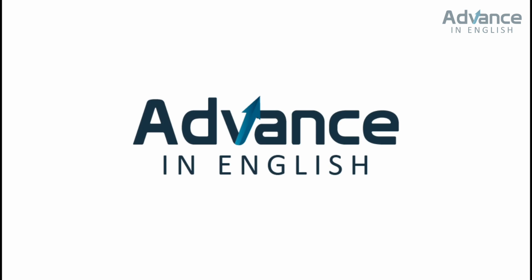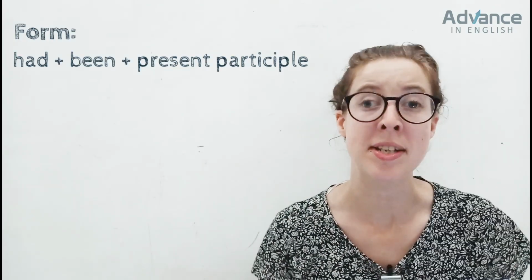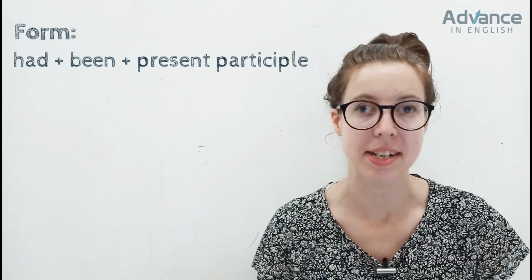In today's video, we're going to talk about the past perfect continuous verb tense. Let's go! The form of the past perfect continuous verb tense looks like this. Had plus been plus the present participle.